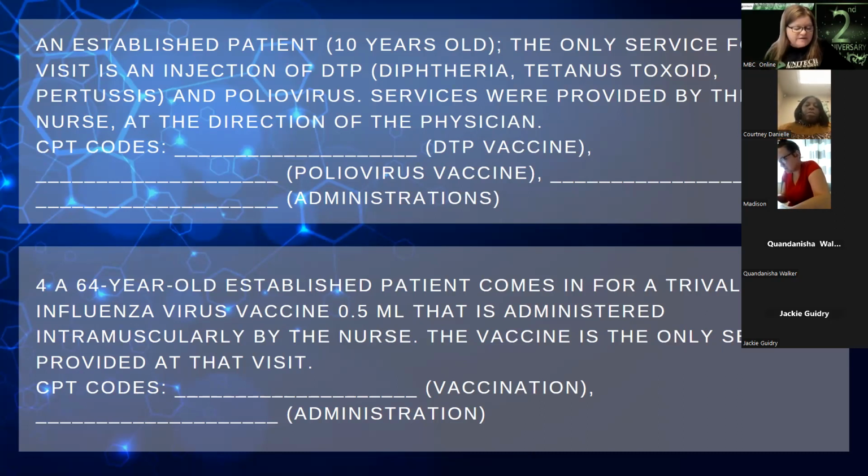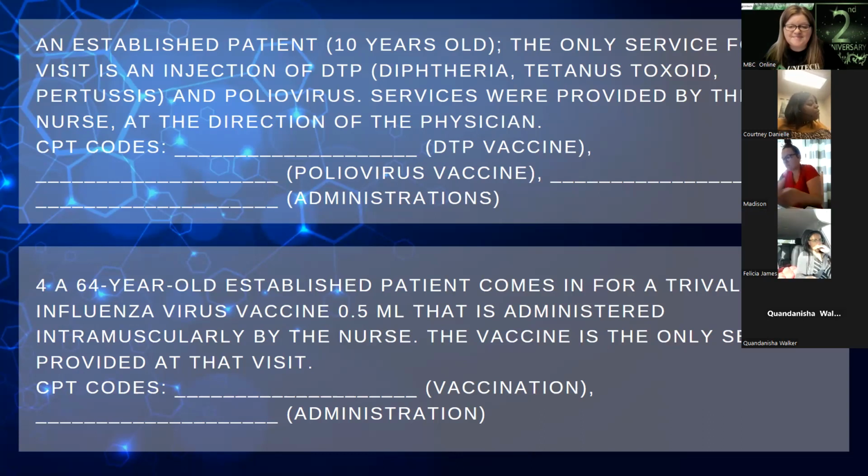All right, so can anybody give me the code for DTP vaccine? Well, at first I had 90700, and then when I checked in the book, it gave me 90715. So I guess the age is what changed the code, because one is for younger than 7 and the other one is for older than 7. So I think it's 90715.